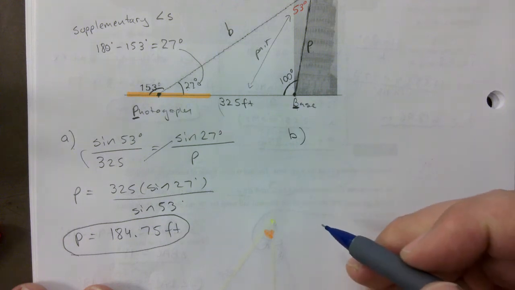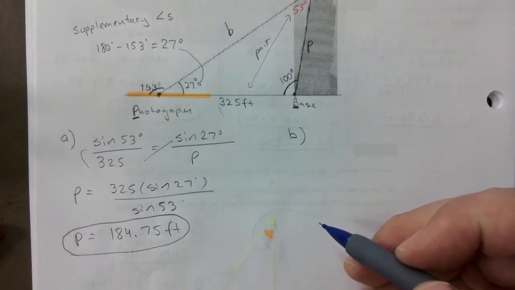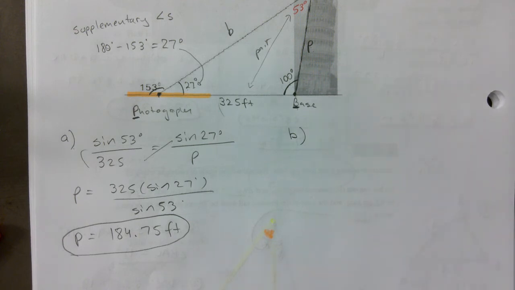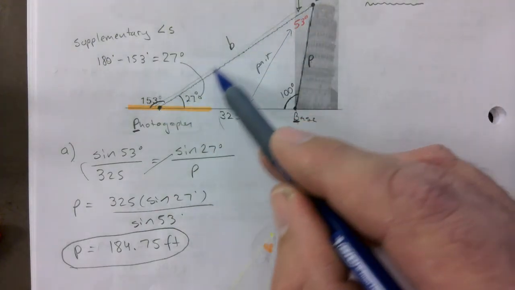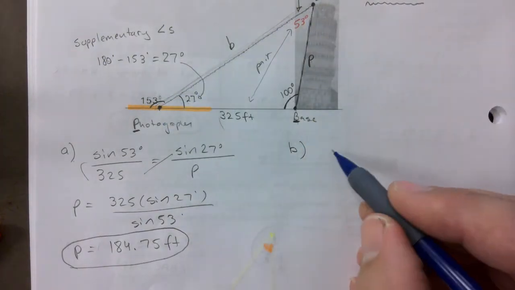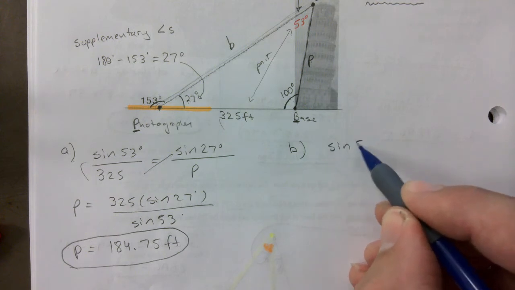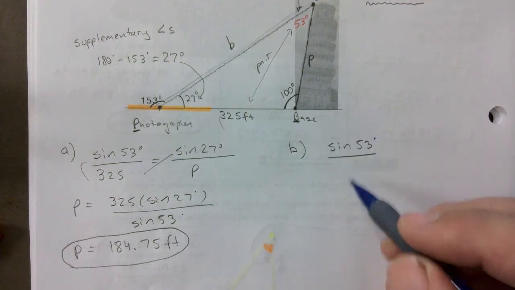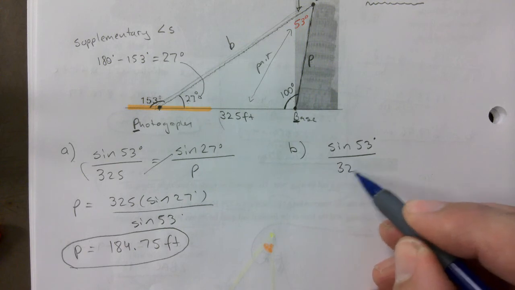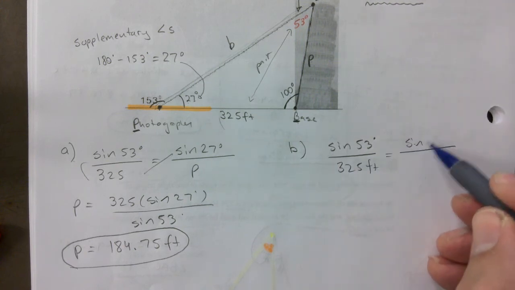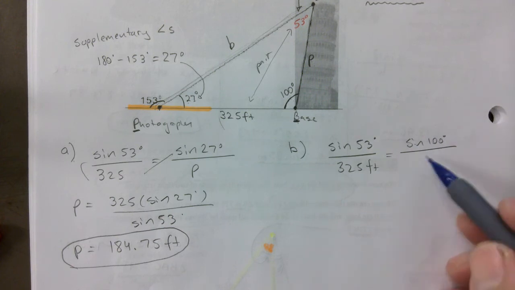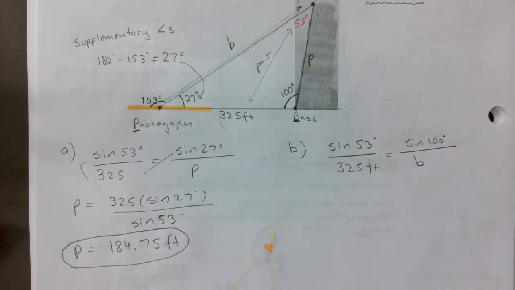B, read the question. I'm not going to scroll up there, just read it. The direct distance between the photographer and the top of the tower. So they want side B, right? They want the longest side in this triangle. So I'm going to start with the pair that I already knew. And now I'm going to use sine of 100. And that'll be that.